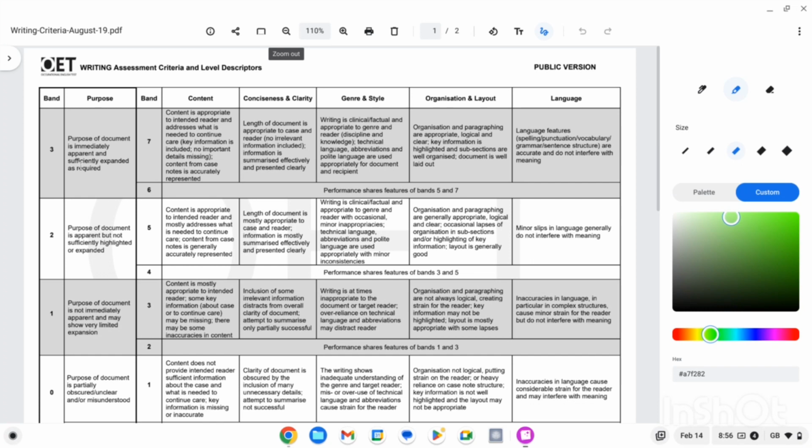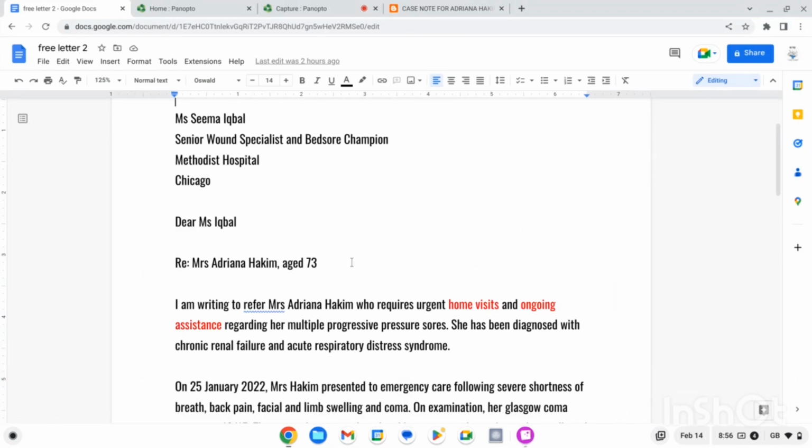Why is it mentioned that it should be sufficiently expanded? When you want to sufficiently expand it, sufficiently expanded means you need to expand your purpose in the following portion of your letter. So we'll see the following paragraph of the letter.